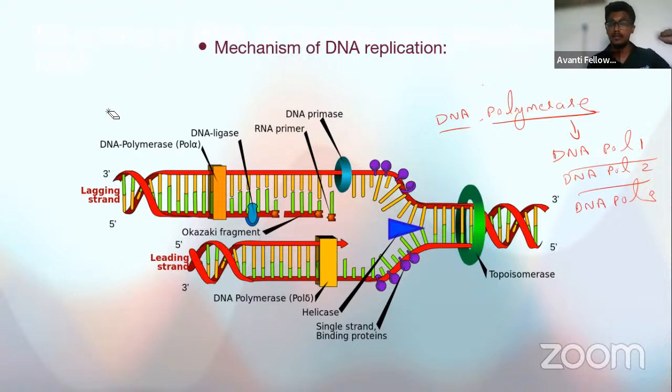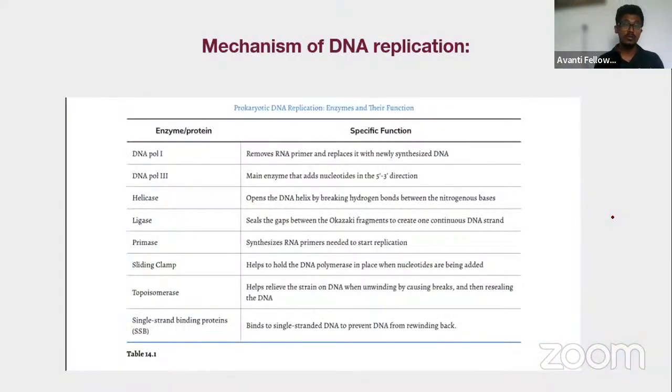So five types of polymerase are there in eukaryotes. But generally, when we study DNA replication, we come across the very familiar DNA polymerases in prokaryotes. That is, DNA polymerase has DNA Pol 1, Pol 2, Pol 3. Now let us look at the roles of these. You understand? The DNA polymerase has a very specific role.